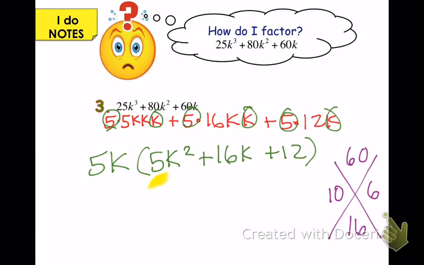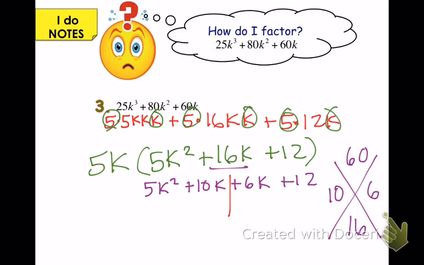So here I am forced to and required to use grouping. So I'm going to go ahead and do that. So I'm going to split this middle term. I have 5k squared. The 16 gets split to 10 and 6. 10k plus 6k, and drop my 12. All right, so from here I'm going to go ahead and group.